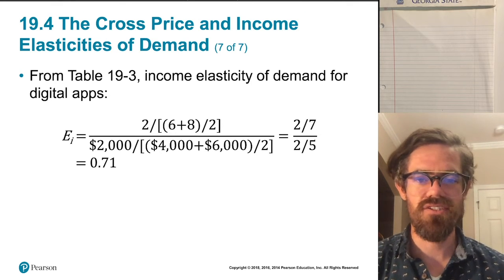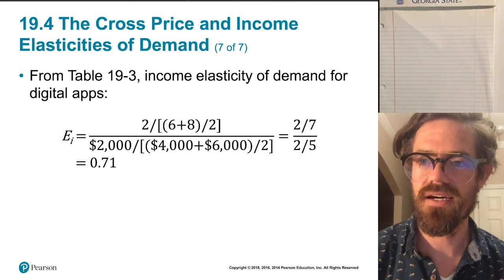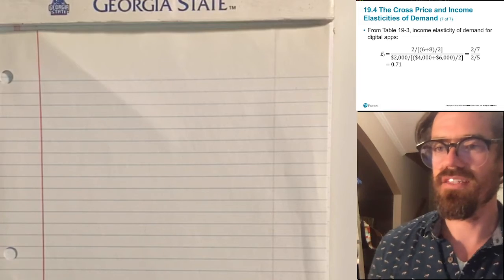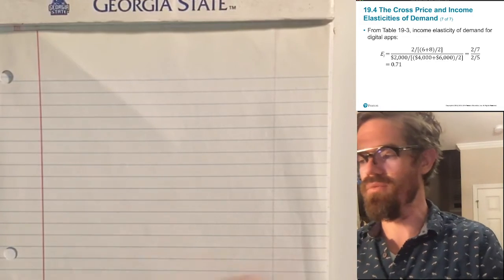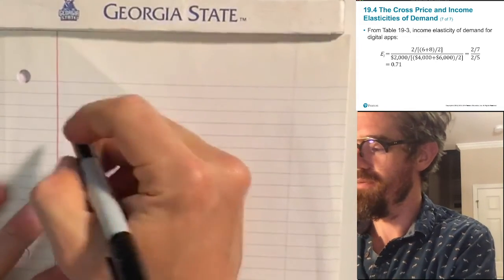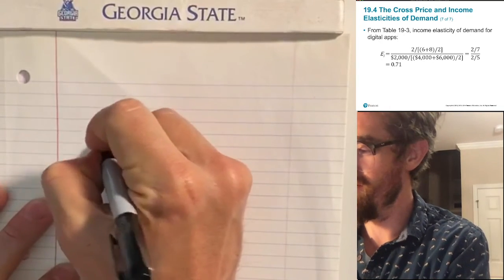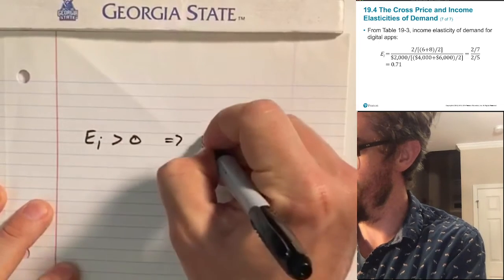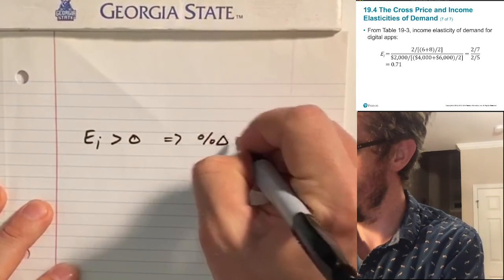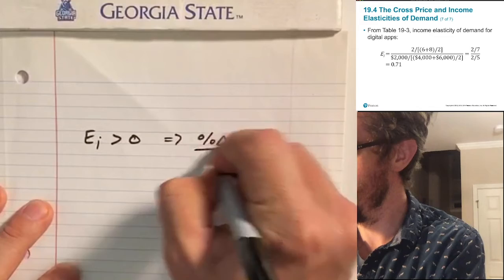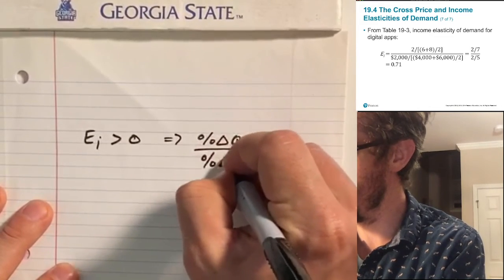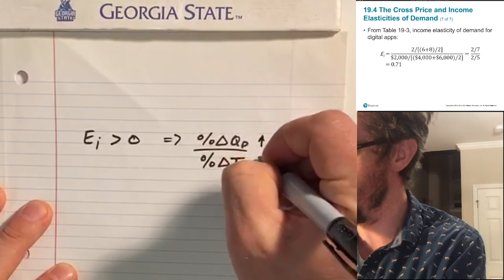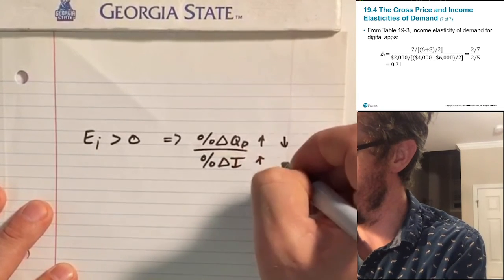Now, your slides don't go over this, but I do want to go over this real quick. So, like I said, the sign here is telling you something about what type of good it is, right? Now, we've got EI, and let's suppose that it's positive. Well, what does that mean? It means that the percent change in quantity demanded and the percent change in income moved in the same direction. So they both went up or they both went down.